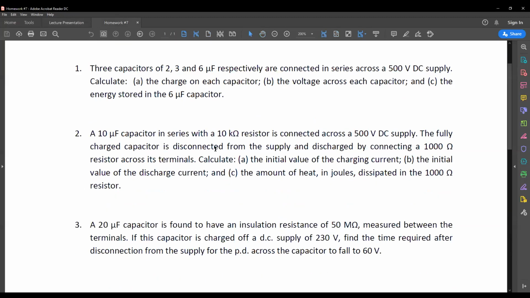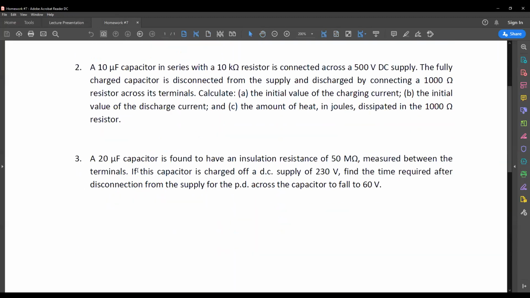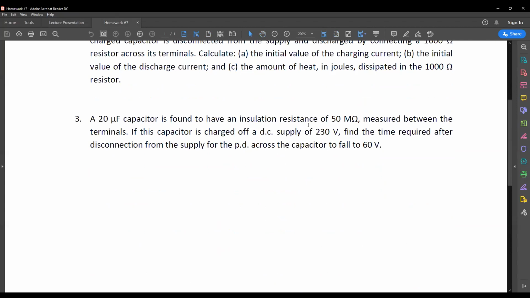In the homework here, I'm going to talk about this problem later, but for this problem you have a 20 microfarad capacitor that has an insulation resistance of 50 mega ohms, measured between the terminals. If the capacitor is charged off a DC supply of 230 volts, this is the initial voltage, you want to know the time required, after disconnection from the supply, for the potential difference across the capacitor to fall to 60. Let's try to solve it.